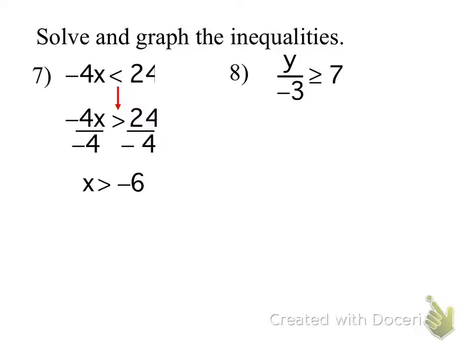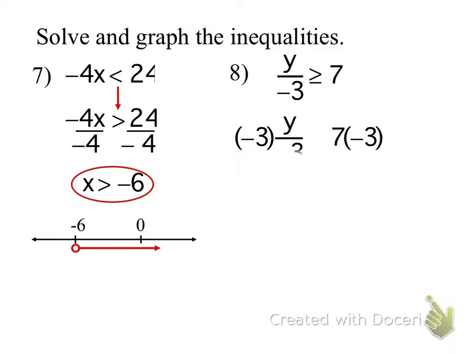Okay, next one, number 8. What am I doing? How about Julia? We multiply times negative 3. And so what do we end up with? Y is less than or equal to negative 21. Perfect. We're going to finish this. We're almost done.